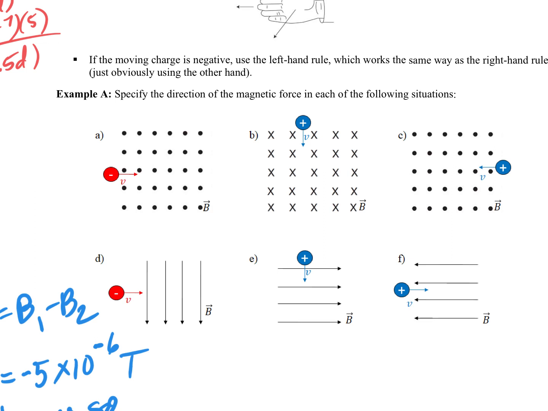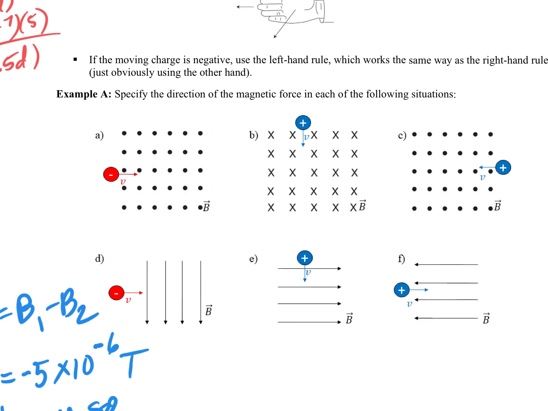Sometimes it's easier to do it with your thumb, too. One finger's going in, the other finger's going down. So which direction is the force going? To the left? So B is to the left. Is it to the left? Hang on. Oh, is it into the page? Yeah, into the page, and down.